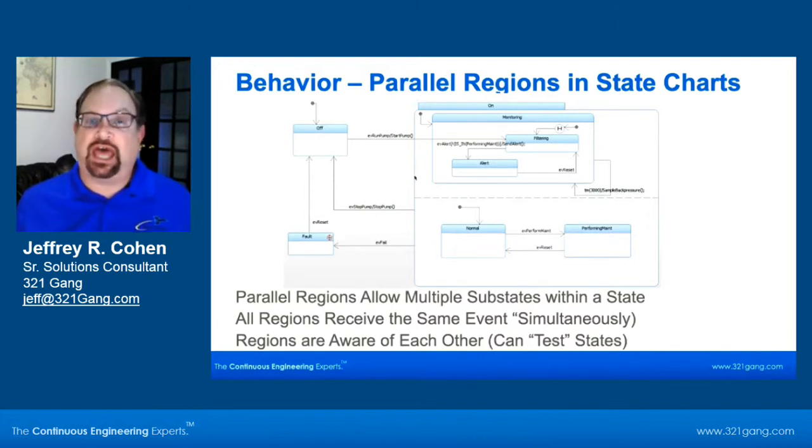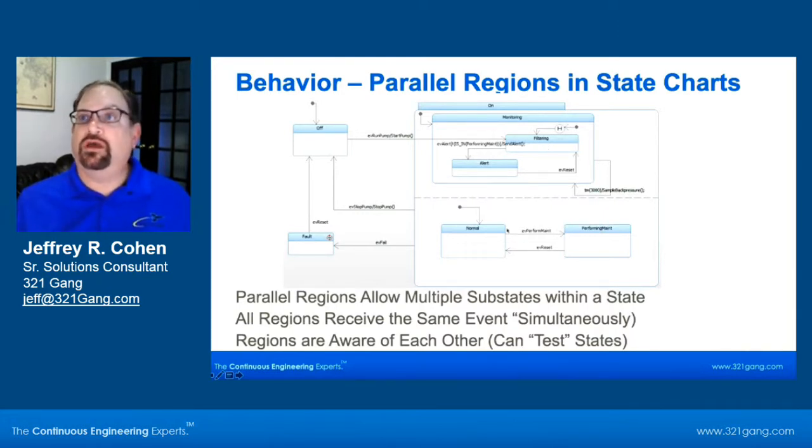So we can test using that is-in macro that I talked about before to know whether or not we're in the state. So what's going on here? Why does this make sense? Well, we have two states. We're monitoring, and we know whether we're filtering or whether we're in the alerting state, and we know whether or not we're performing maintenance. So we could be normal and filtering, or performing maintenance and filtering. And these are happening at the same time.